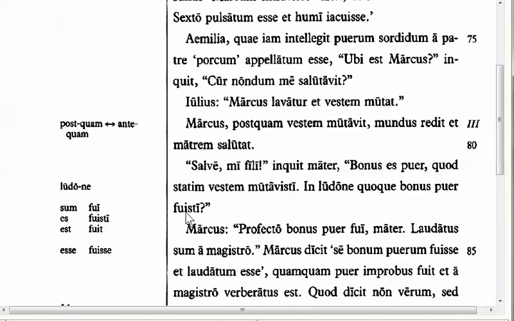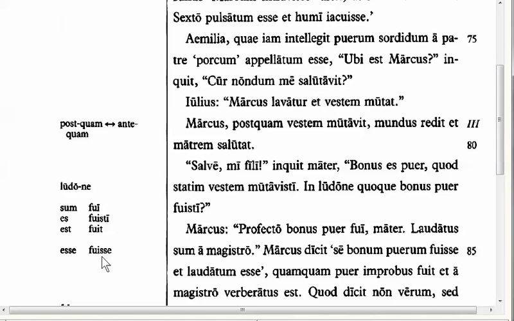So fui, which means I was or I have been. Fuisti, you have been. Fuit, he, she, it has been. The plural continues to add the endings you've seen: imus, istis, erunt. So fuimus, fuistis, fuerunt, for we have been, you all have been, they have been. And then we see that the equivalent of esse, to be, in the perfect, is fuisse, to have been. So present active infinitive is esse, to be. Perfect active infinitive, fuisse, to have been.